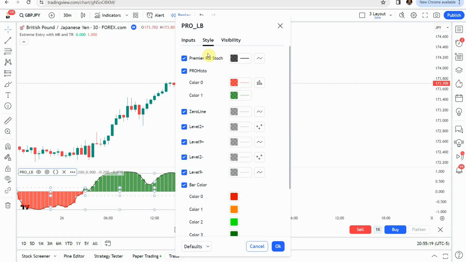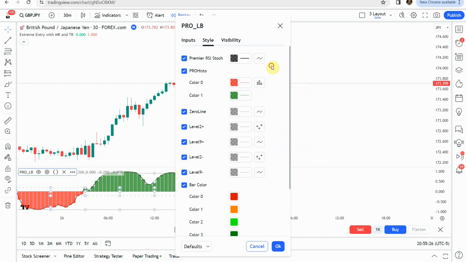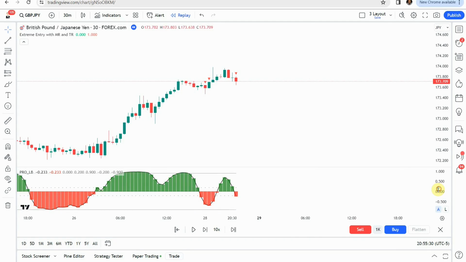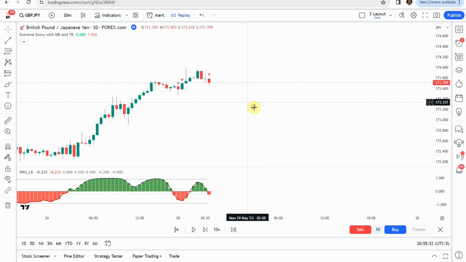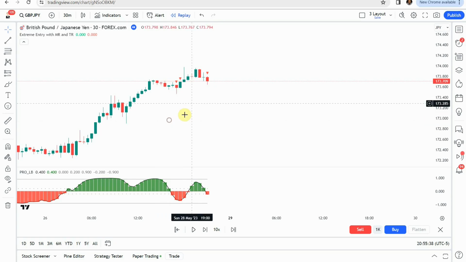Under the style tab, you're going to go in here under the Pro Histo, and you're going to change this to columns from the histogram. And you'll hit OK, and that'll give you what you see on screen now. And so what we're looking for is the extreme entry to again give us one of these arrows, the green arrows or the red arrows. In this case, it gives us a red arrow right here. And that means that we are then looking for a buy entry.